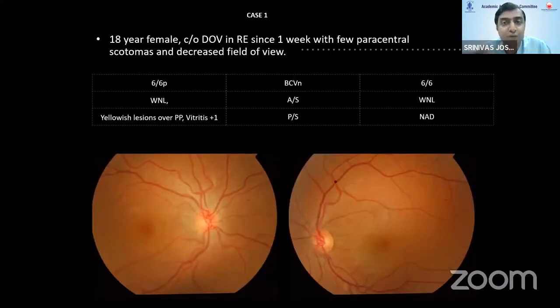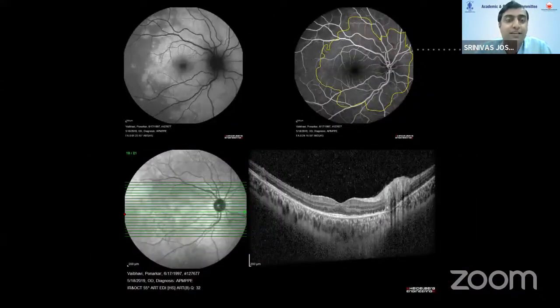This is another case, an 18-year-old female with diminution of vision in the right eye, a few paracentral scotomas and a decreased field of view. Although the patient had 6/6 vision, she was symptomatic, and you can see some yellowish lesions here. Although it's not seen very nicely in the clinical pictures, when we did the FAF, which is another interesting modality, you can see there is hyperautofluorescence in these areas, corresponding to the angiography, which is not showing much in fluorescein angiography.